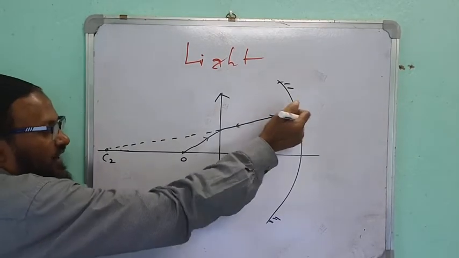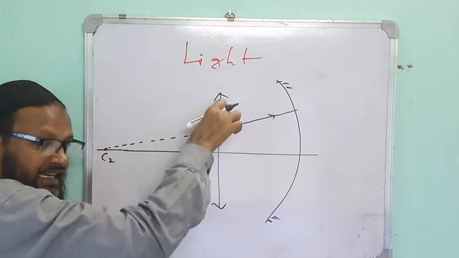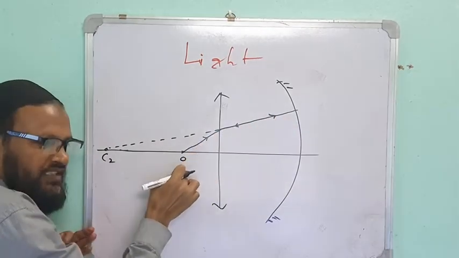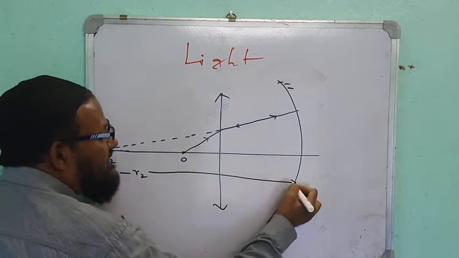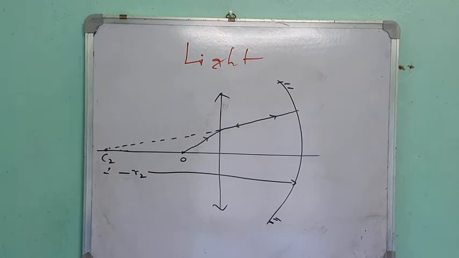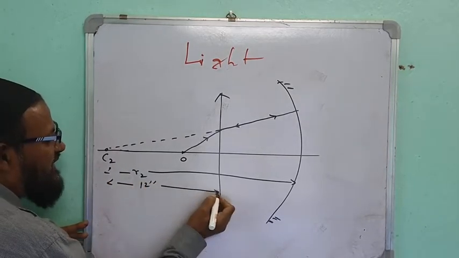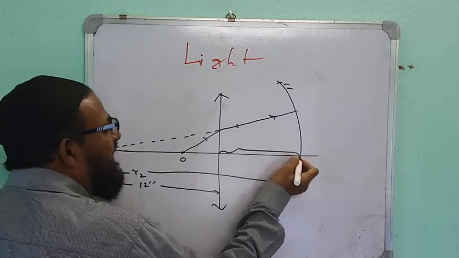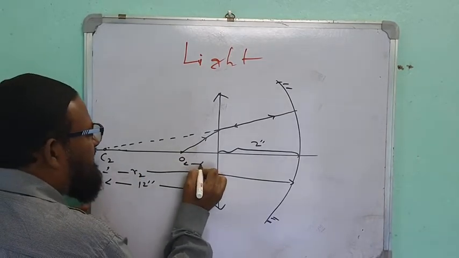When light is returning back, if there is no lens here, in that case light will come here. If the lens is here, the light will follow this path. Clear? In this case, from here to here, what is the distance? What is the name? Sir, this is R2. How? Sir, this is measured from the center of curvature. Here to here, 12 inch. Here to here, how much? 2 inch. Here to here, sir, what is this? Sir, this is 4 inches.